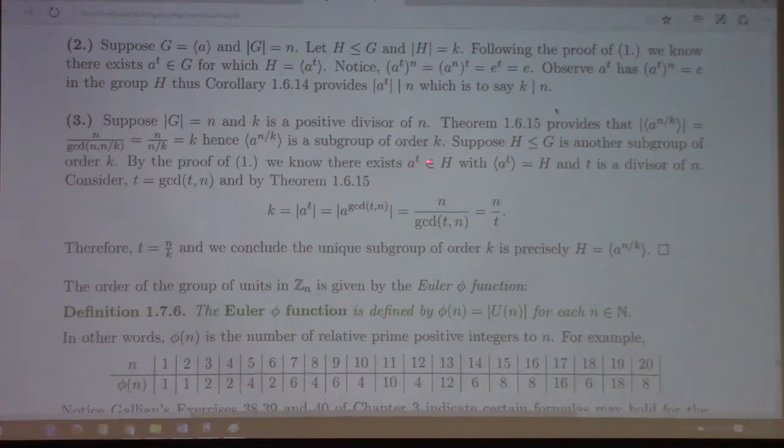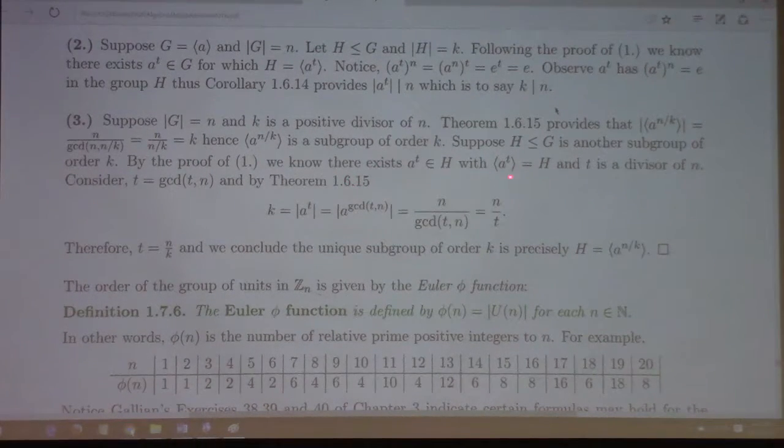So we have that this is a subgroup of order k. That's part of it, right? But then the claim is that it's the unique subgroup of order k, right? So what we do is we pick another one, possibly another one. We want to show that, in fact, it's the same one.